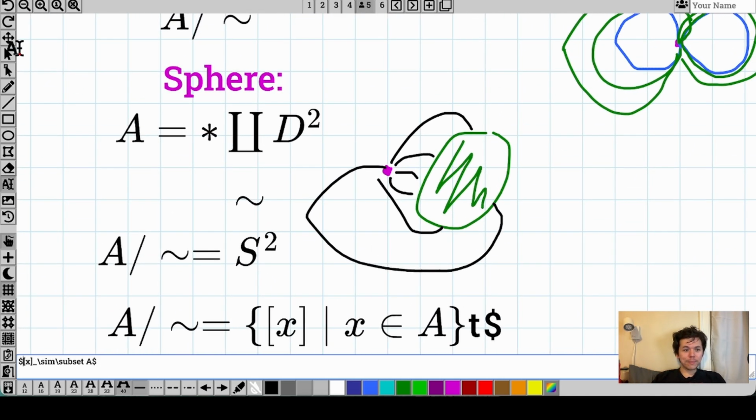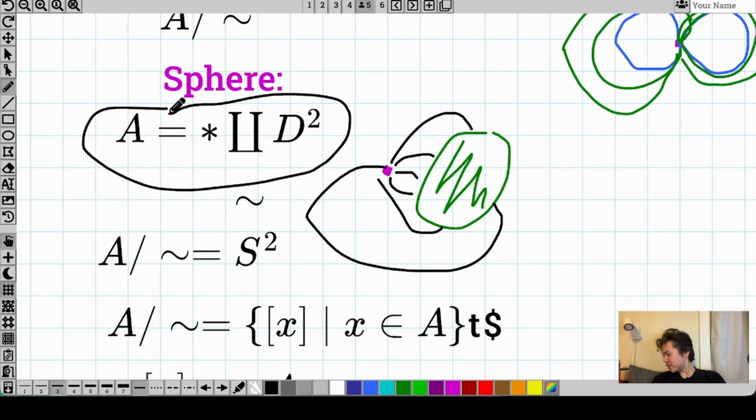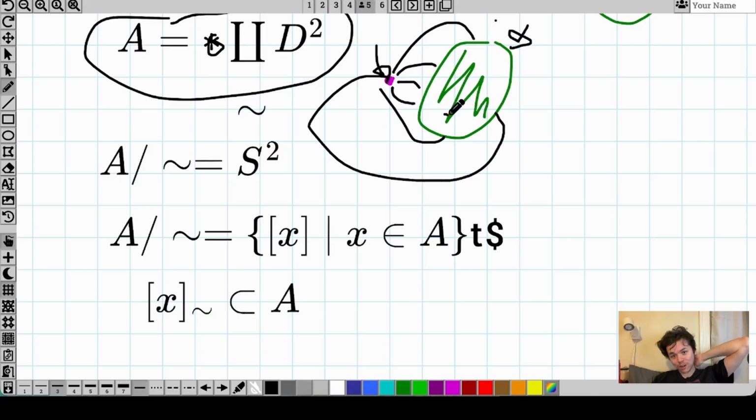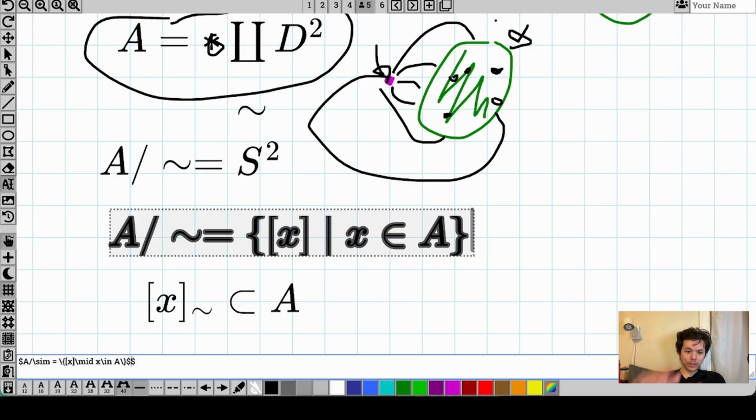So for example, in this example, where I have the data defining a sphere, the equivalence class of this point is exactly the point and all the elements of the boundary of the disk that we're gluing to the point. And then the rest of the equivalence classes are all the individual points inside the disk, which just become points on the sphere. And so when we take modulo an equivalence relation, we are really collapsing things by equivalence.